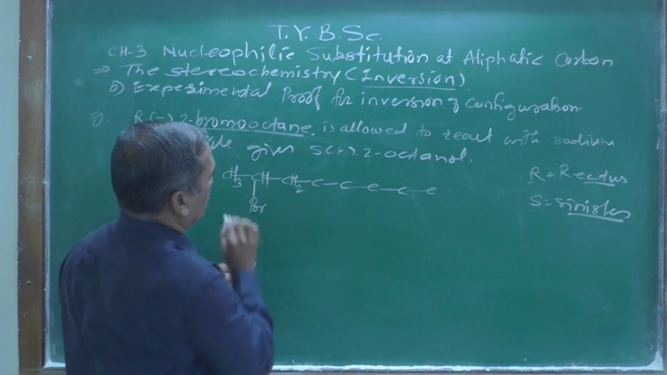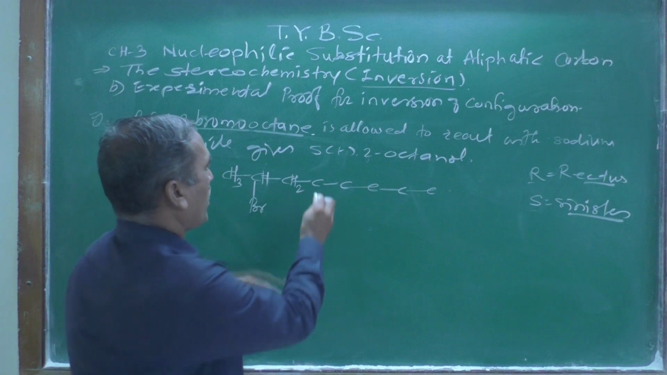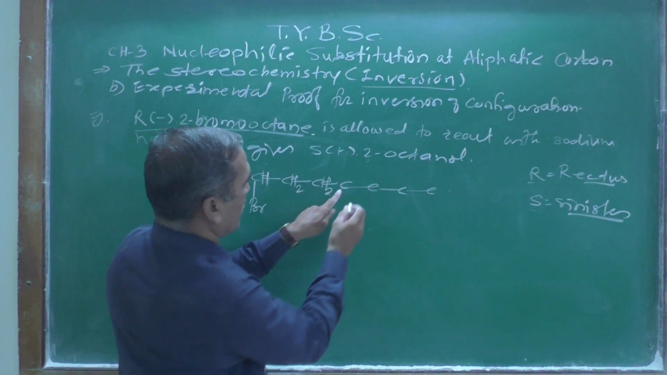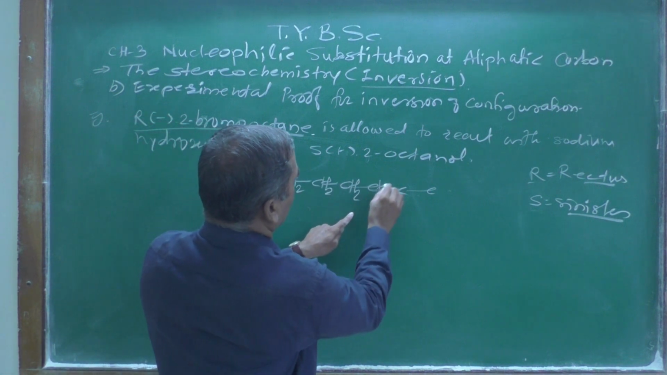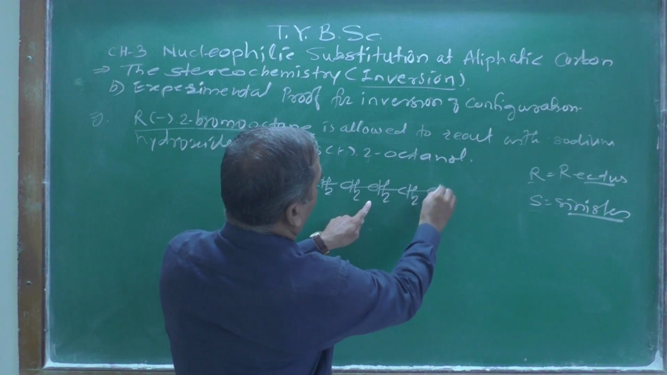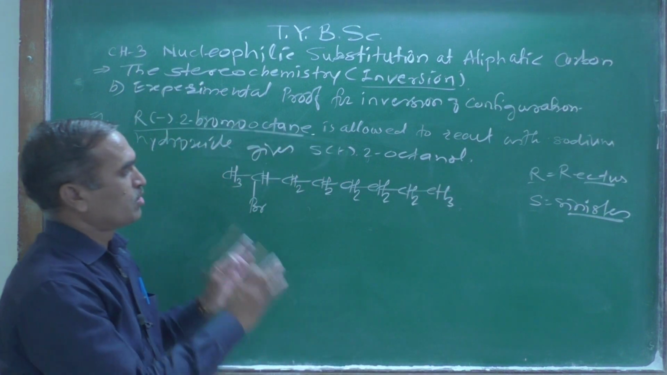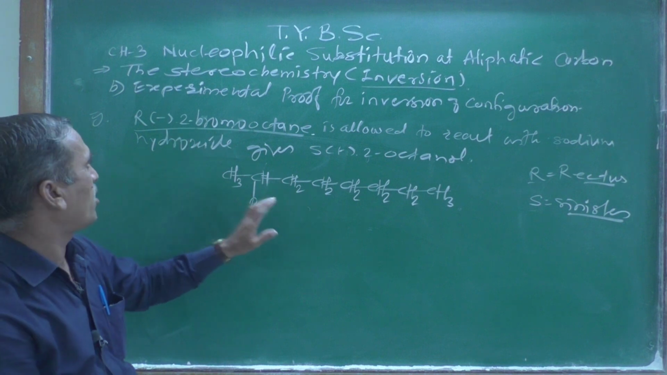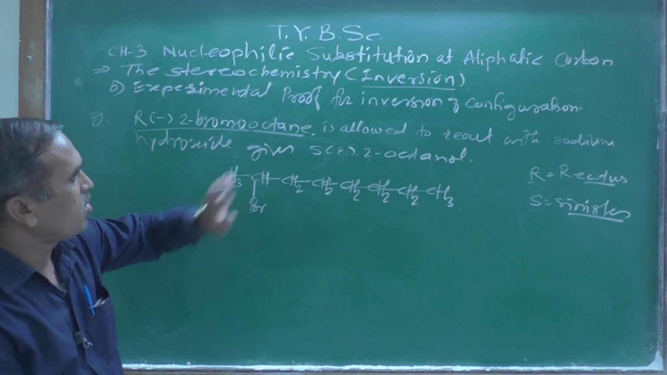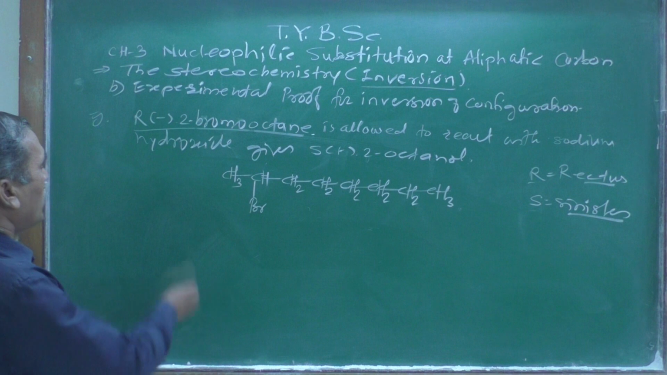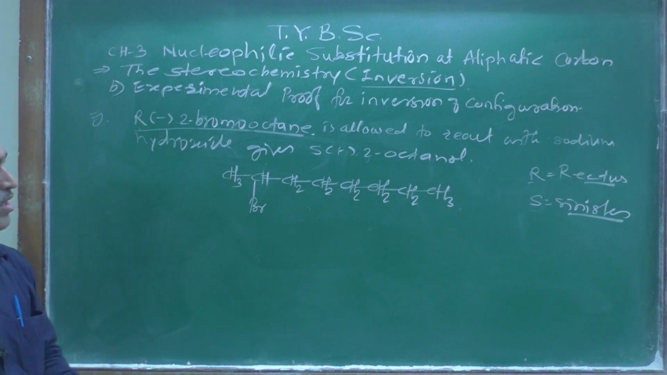I am attaching CH2 here again, CH2 here again, CH2 here, CH2 here, and here CH3. Likewise, this is the structure of 2-bromo-octane.